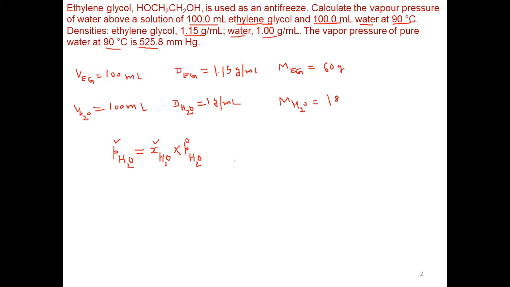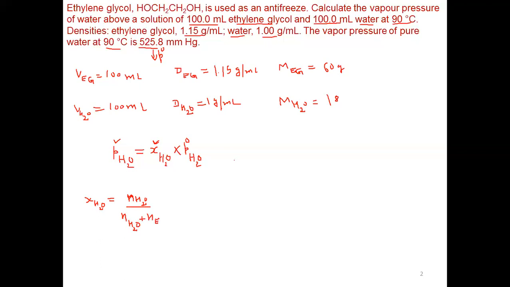Now in order to calculate the vapor pressure of water, we need P naught, which is given. So P naught is 525.8 mm Hg for pure water. So this is your P naught. We just need to calculate X, the mole fraction of water in the mixture. Now the formula for mole fraction: X water is equal to the number of moles of water, N water, divided by N water plus N ethylene glycol.